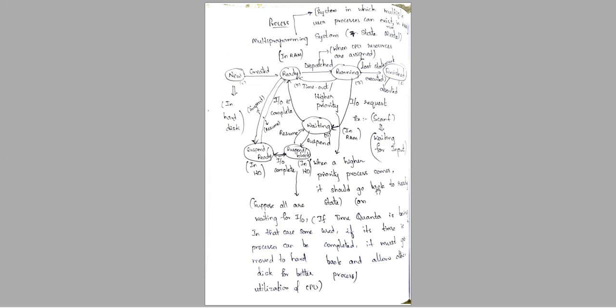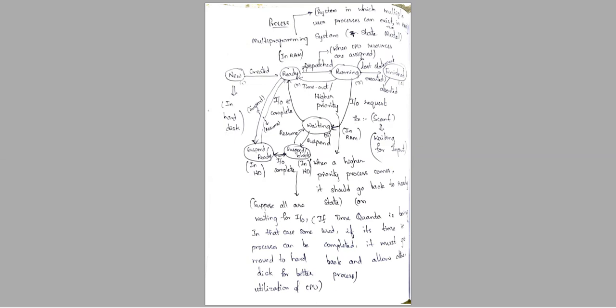In this video, we are going to see about states of a process. Before going to that, I want you all to know about multi-programming system. A multi-programming system is a system in which many user processes can exist simultaneously in RAM.